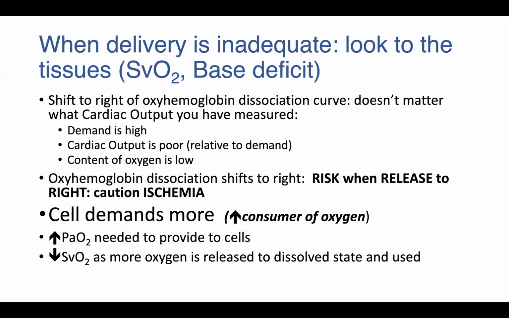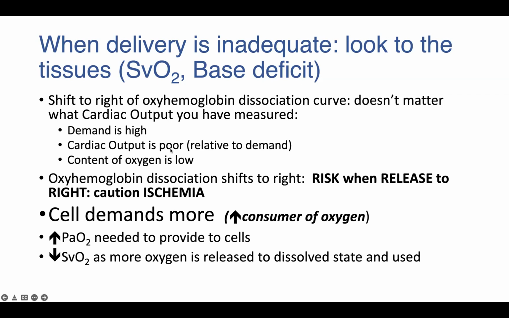So in conclusion, I'm just going to remind you, when the delivery of oxygen is inadequate, delivery of oxygen is cardiac output and oxygen carrying capacity, hemoglobin: cardiac output and hemoglobin. When that's inadequate, the patient who has an increased demand will actually stimulate the release of oxygen from hemoglobin, causing a shift to the right. And the risk, when we shift to the right, is that the patient will have significant organ ischemia. This occurs when demand is high and cardiac output is poor.